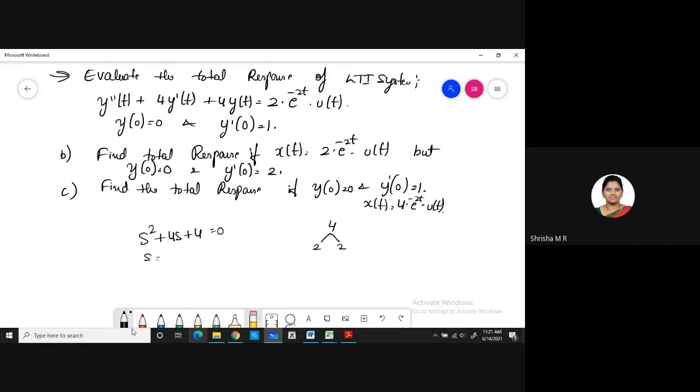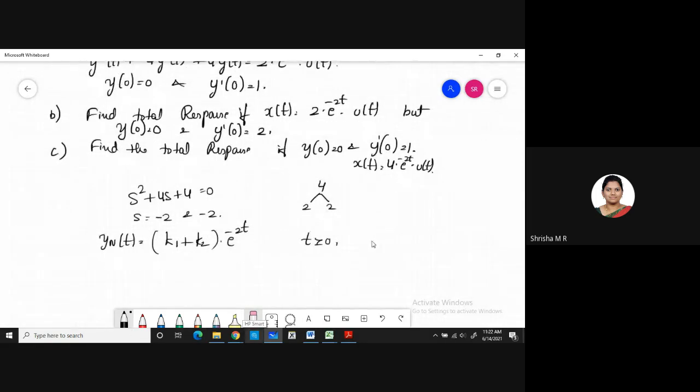Okay. So the roots of the characteristic equation are -2 and -2. So they are repeated roots. If you have repeated roots, your natural response will be of this form. yn of t will be (k1 plus k2 t) into e power -2t, for t greater than or equal to 0. Understood, everyone? Now you have to make use of the given initial conditions and find k1 and k2. Okay, so try finding k1 and k2.